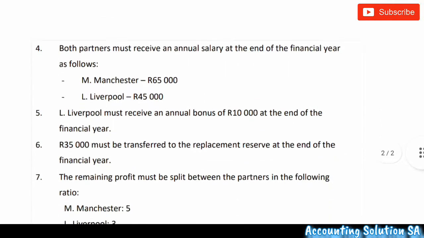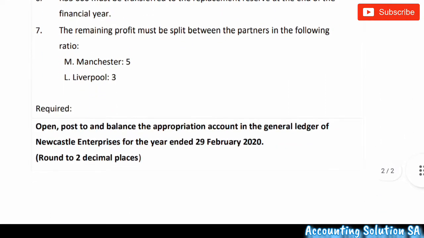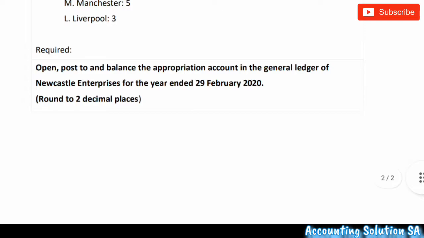The important account that I want us to do is on the following required. They said open, post and balance the appropriation account in the general ledger of Newcastle Enterprise for the year ended 29 February 2020. So in this question, we have to open, post and balance the appropriation account.